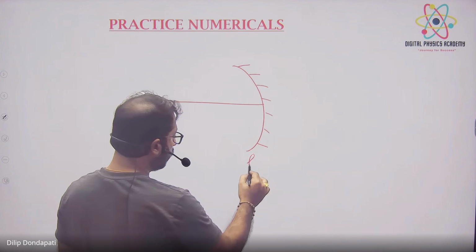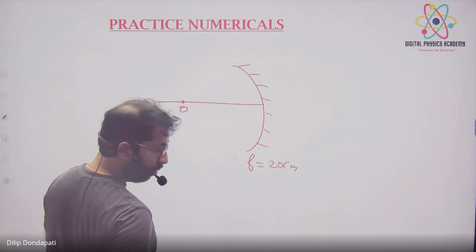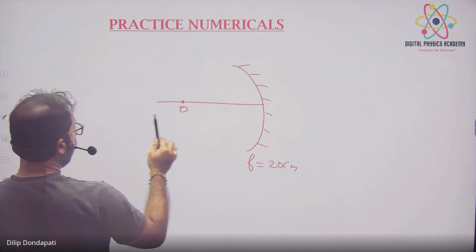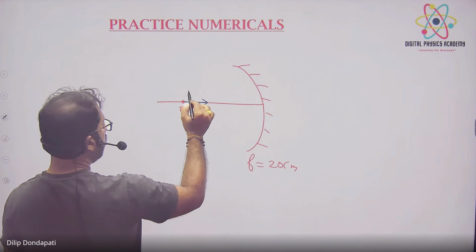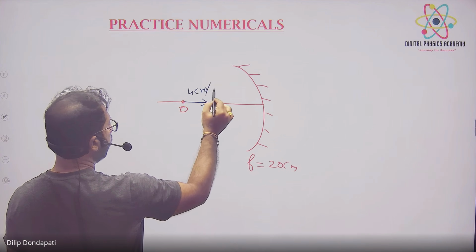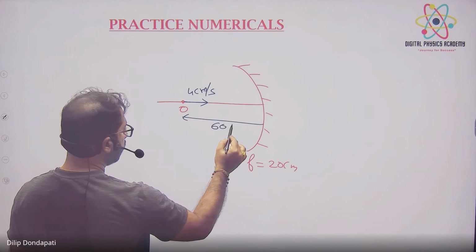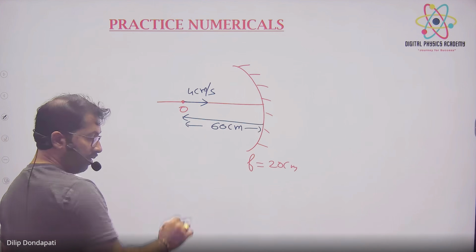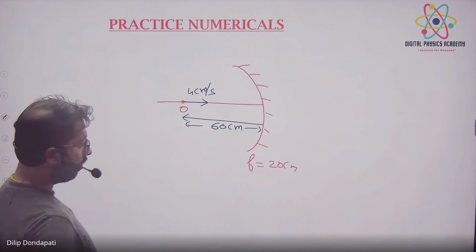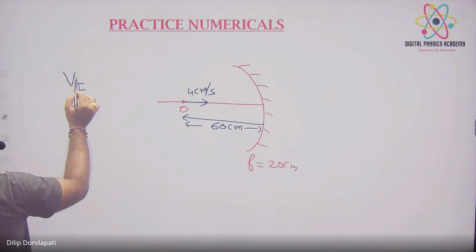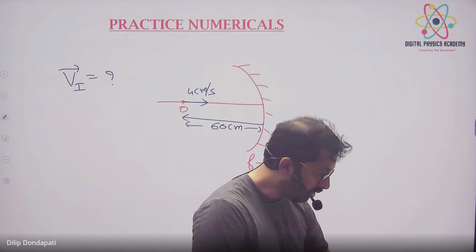So focal length given as 20 centimeters. Object is moving along the principal axis with speed of 4 centimeter per second. And object distance is given as 60 centimeters. Now it's trying to find velocity of image along the principal axis. So velocity of image change. Velocity of image. Mirror the rest है.